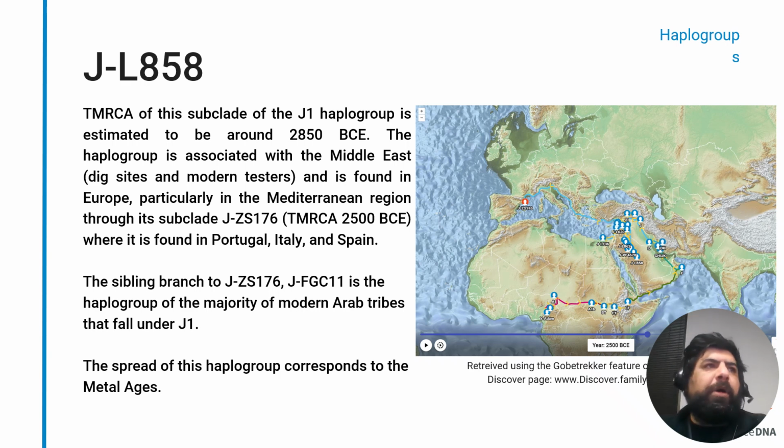branches, such as FGC 11, which is where most of the Arab tribes are under. These are strictly Arab branches. So not only Middle Eastern, because the Middle East has a lot of ethnicities in it. It's very diverse, but it's mainly Arab.